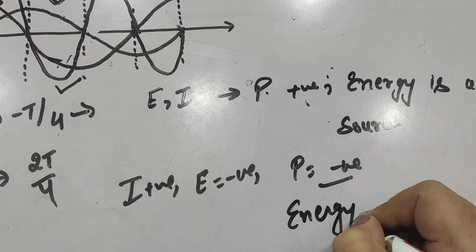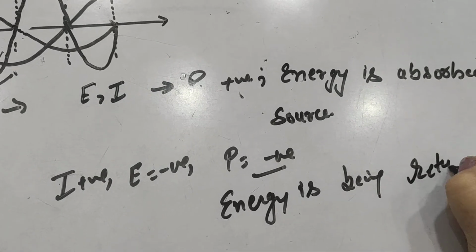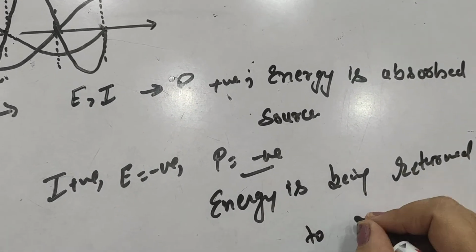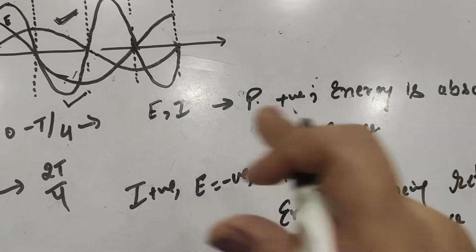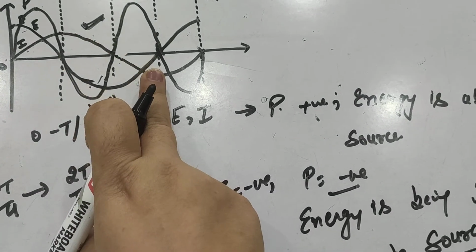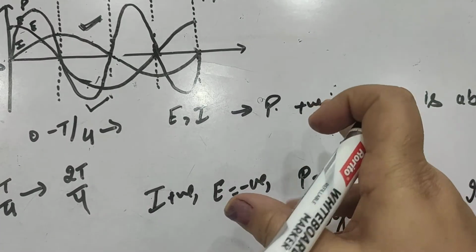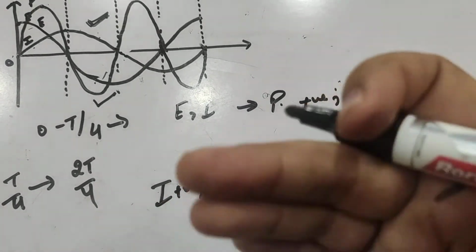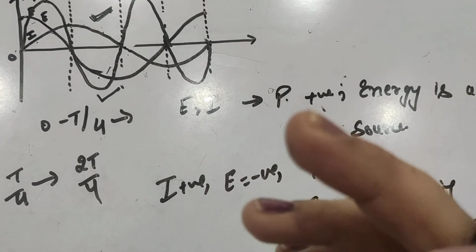Energy is being returned to the source, and we also can say that the inductor gets demagnetized. Since the current is decreasing from maximum to zero value through the solenoid inductor, the magnetic field goes on reducing.